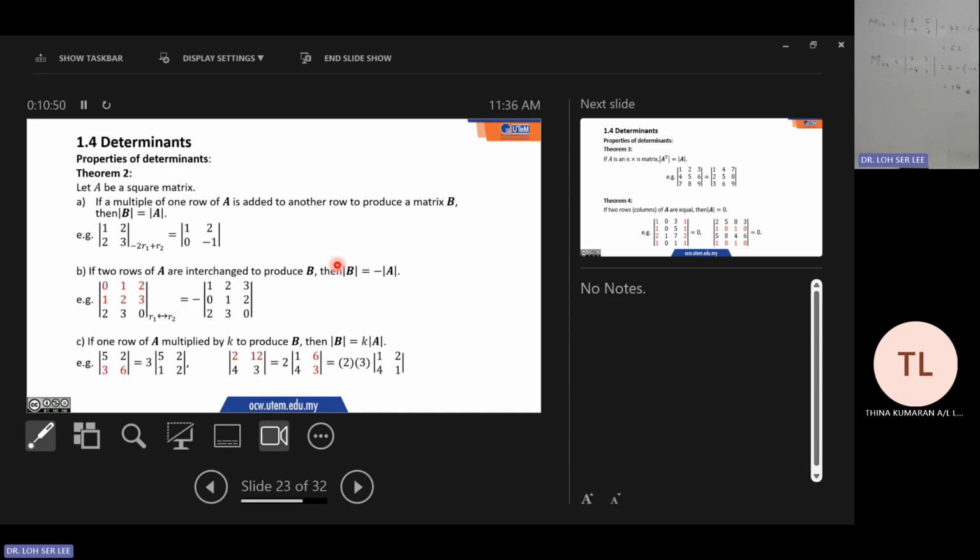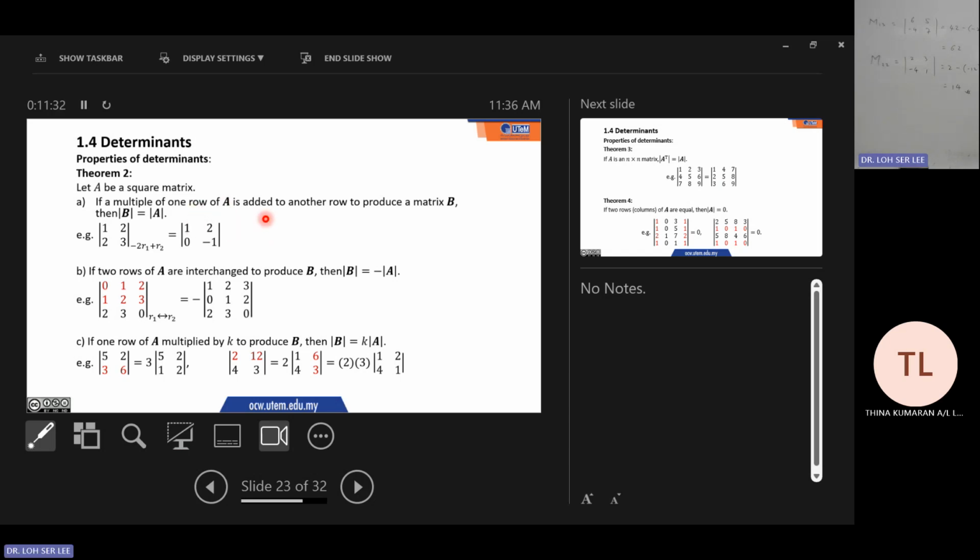Next one, theorem number 2, this is related to the row reduction operation. I think maybe some of you learned Gauss elimination. For those who have learned Gauss elimination, you should know this. You will learn this in more detail in the next chapter. So now I just roughly introduce this.